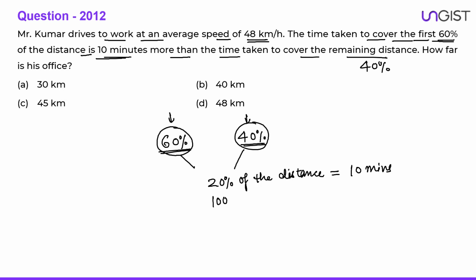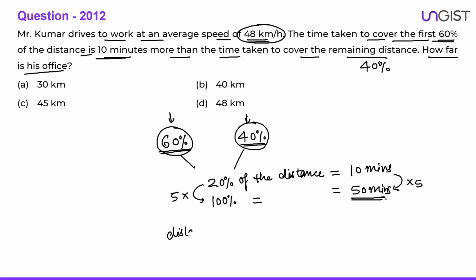So 100% of the distance is being covered in what time? 20 into 5 is 100, right? So 10 into 5 will give you 50. So 100% of the distance will be covered in 50 minutes, right everyone? Now the question is saying Mr. Kumar drives to work at an average speed of 48 kilometers per hour, right? So the average speed is also given, and the question is how far is his office? It means the distance is being asked. Distance is speed into time, right? Speed is given in the question, and time we have already found.